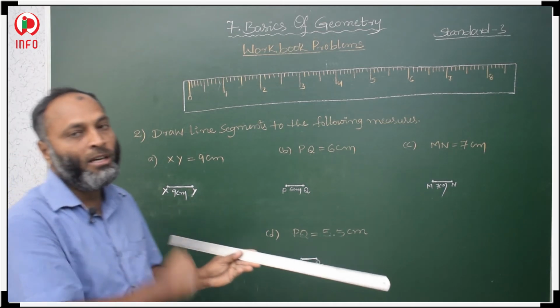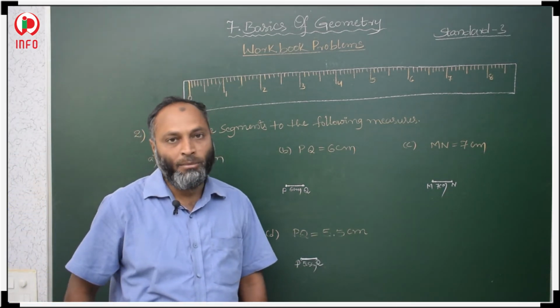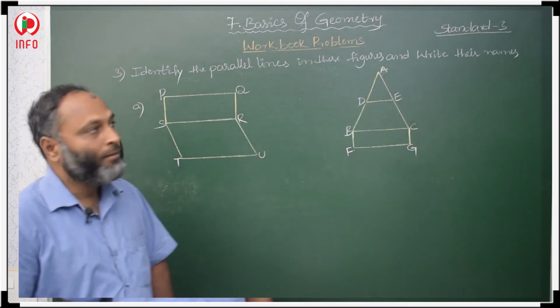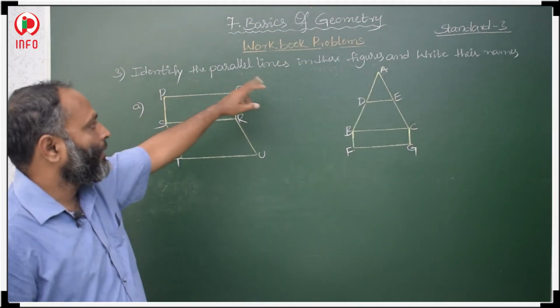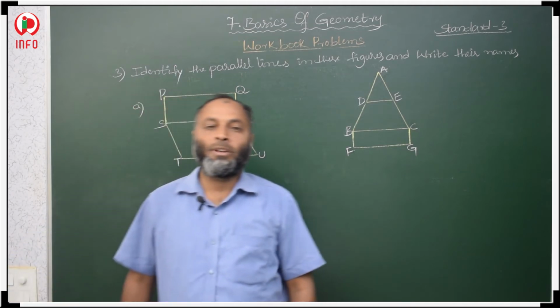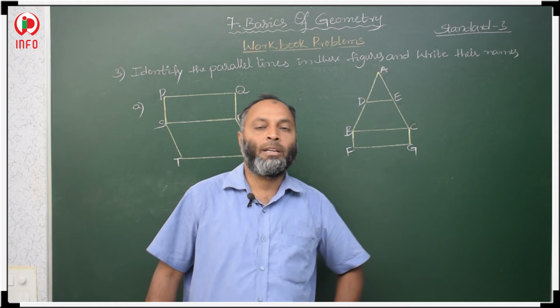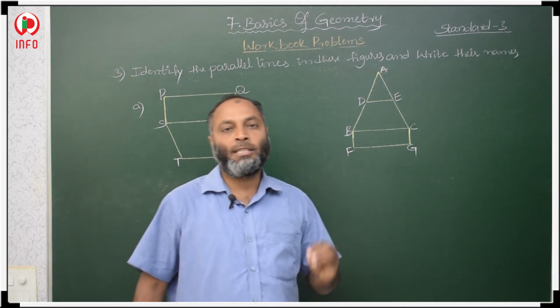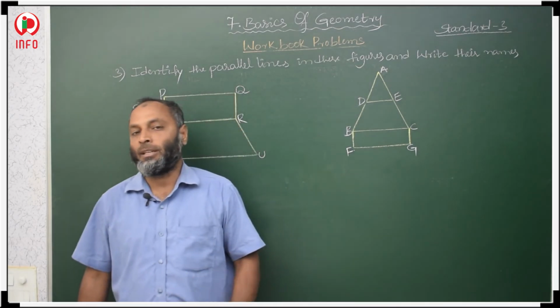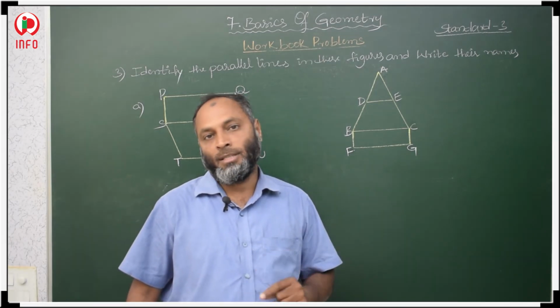After that we have to join the two points, then you will get a line segment of the given length. Now see students, identify the parallel lines in the figure and write their names. Parallel lines means the lines which do not intersect each other. The lines which do not intersect each other are parallel lines, and the distance between parallel lines is also the same.